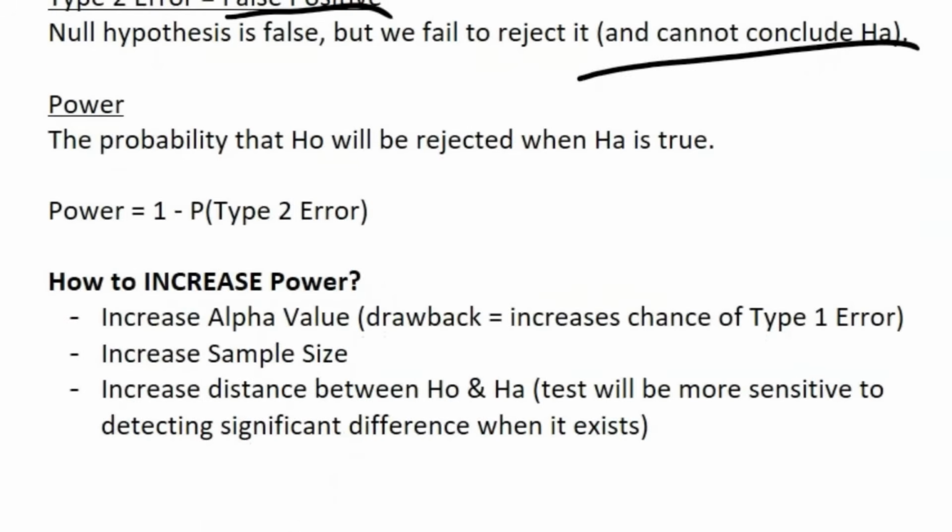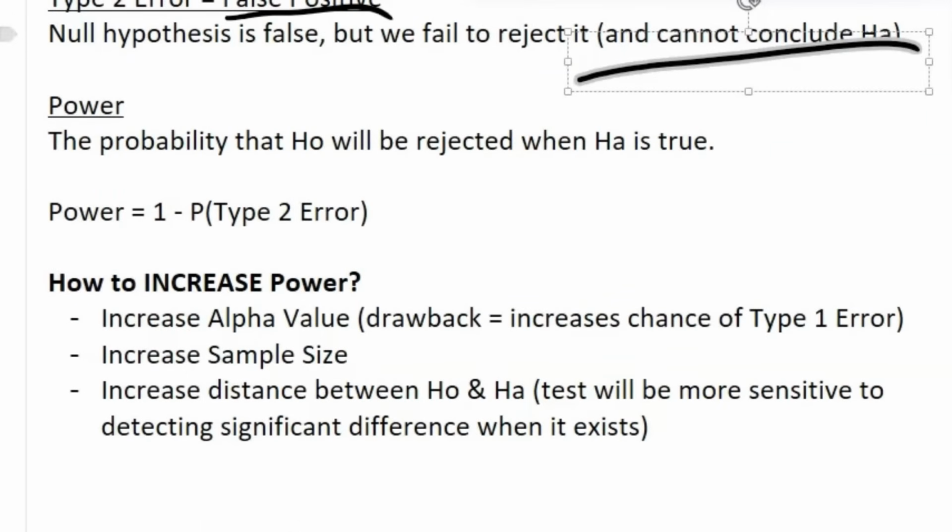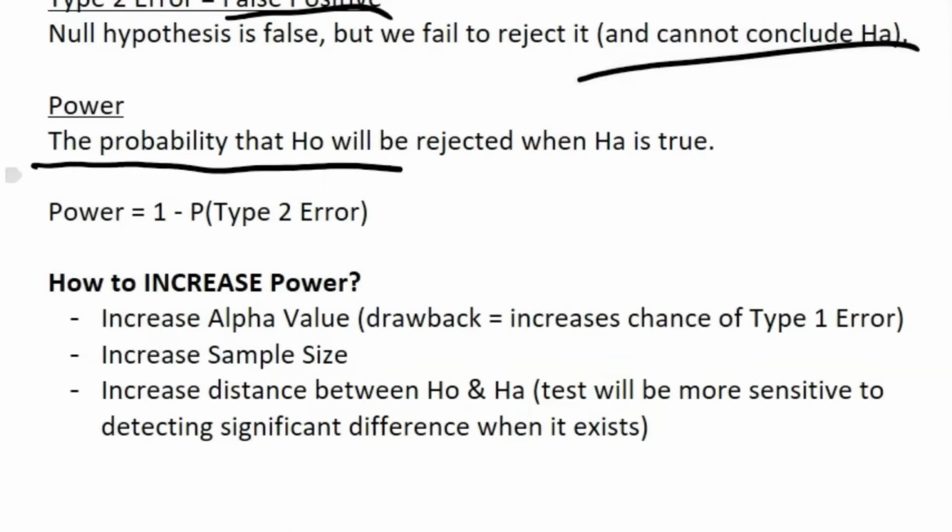Okay, so what exactly is power? Power is the probability that our null hypothesis will be rejected when the alternative is true, right? So the chance of making a right decision when H0 is false because HA is true. So the equation for this can also be shown as 1 minus the probability of making a type 2 error.